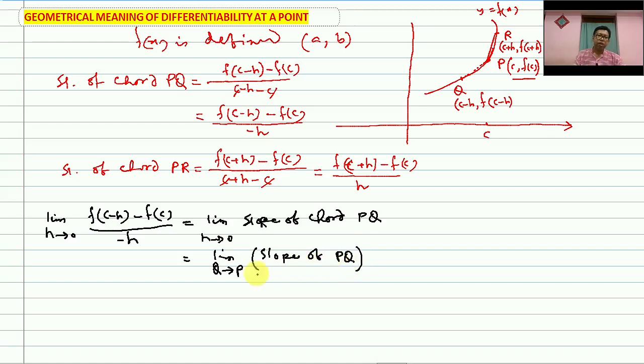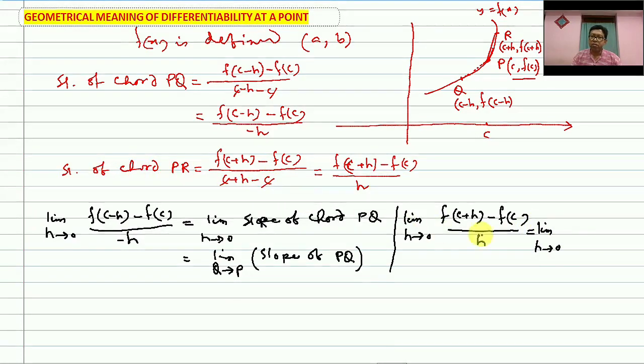On the other hand, if you take the other slope, that is the limit as h tends to 0 of f of c plus h, very important and interesting also, minus f of c upon h. What happens? It is nothing but the limit as h tends to 0 of, and what is written on LHS? The slope of the chord PR. So write the slope of chord PR.